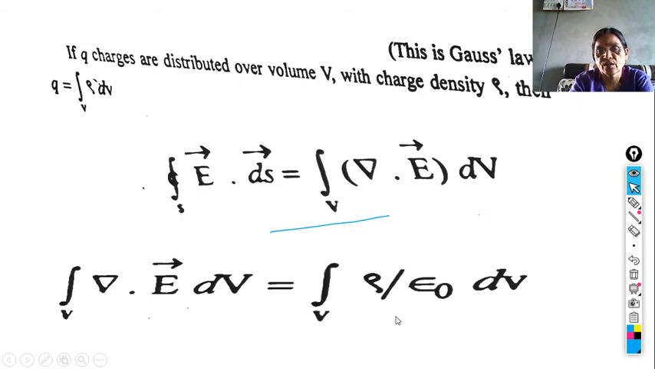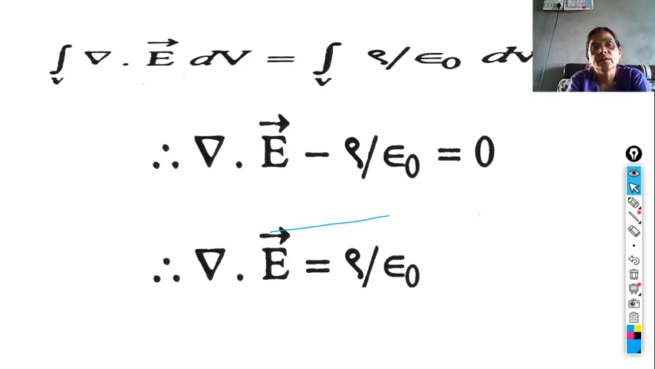Now in this equation both are in the same integral form, that is, volume integral. Since both integrals are the same, we can make this adjustment: the volume integral of (divergence of E bar minus rho upon epsilon 0) dV equal to 0. Now the integral of dV is equal to V, which is a constant, and the total RHS remains 0. Hence divergence of E bar minus rho upon epsilon 0 equal to 0. Therefore divergence of E bar equal to rho upon epsilon 0.